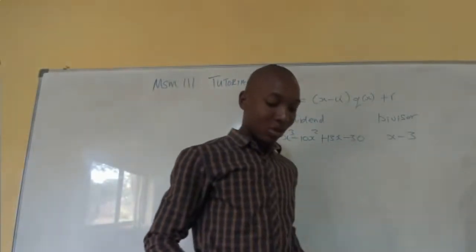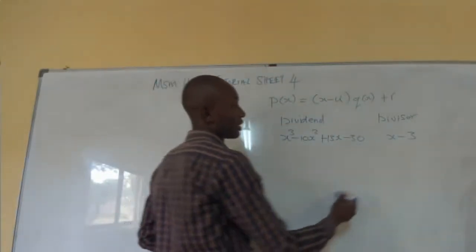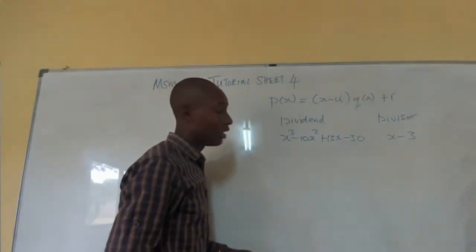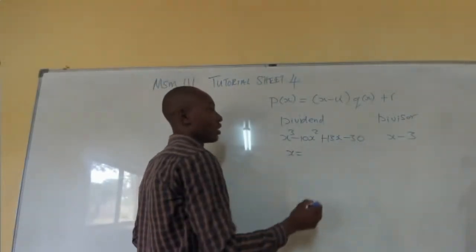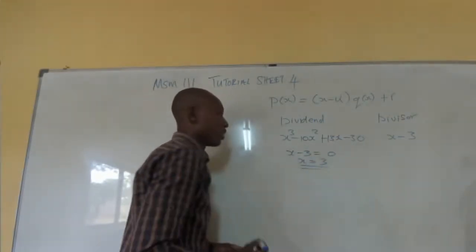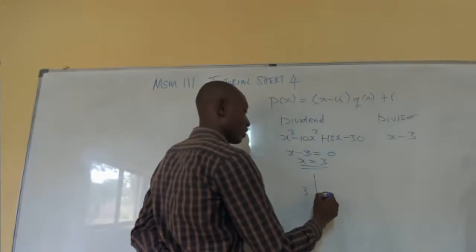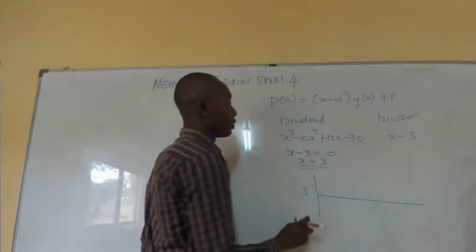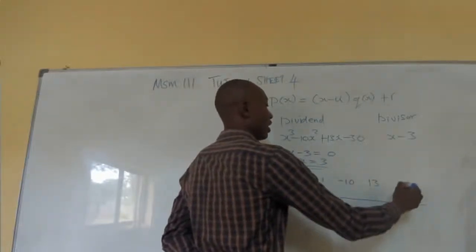For us to use synthetic division, the first thing we need is to understand that x minus 3 is a factor. We want to know what the remainder is going to be. So I'm going to say x minus 3 equals 0, so x equals 3. Now I'm going to write my 3 here. Then I'm going to write the coefficients of the polynomial that we have: 1, negative 10, 13, and negative 30.